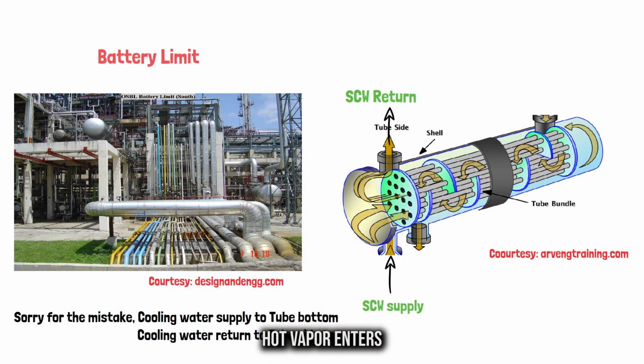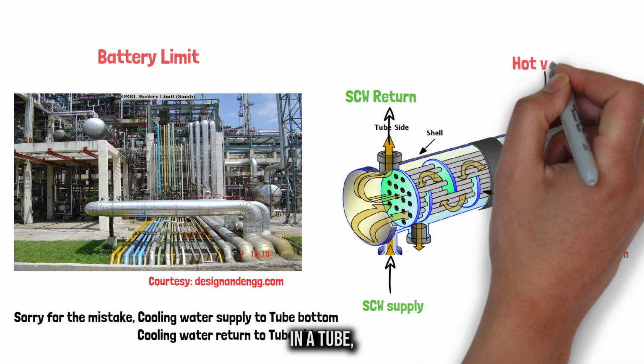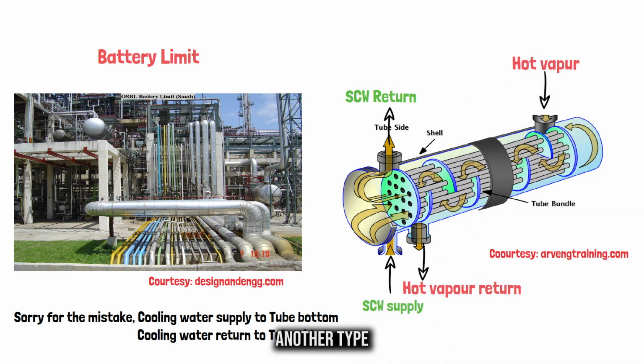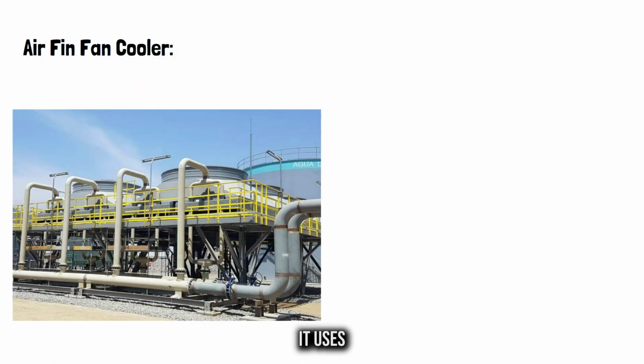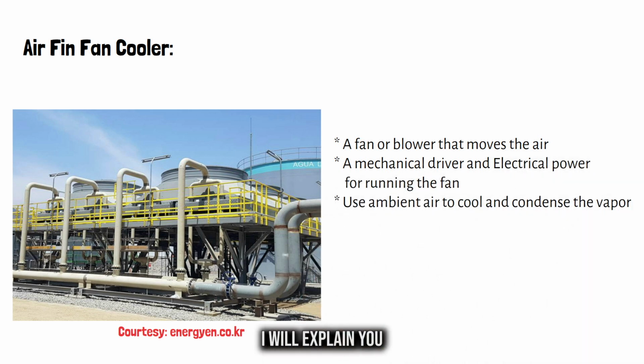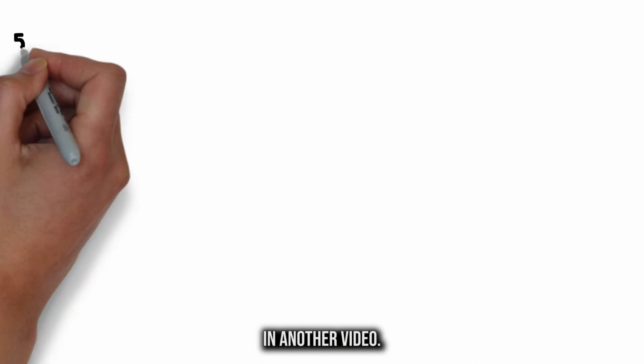Hot vapor enters the condenser in a tube, typically from the top or side. There is another type of condenser, the air fin fan cooler. It uses ambient air to cool and condense the vapor. I will explain it in another video.